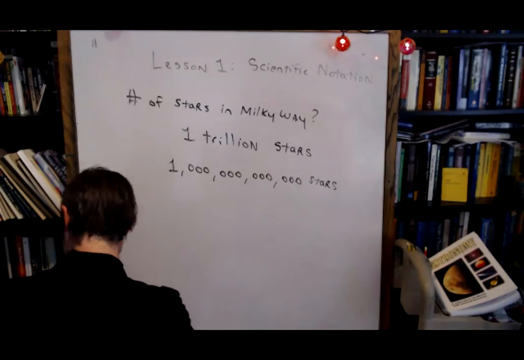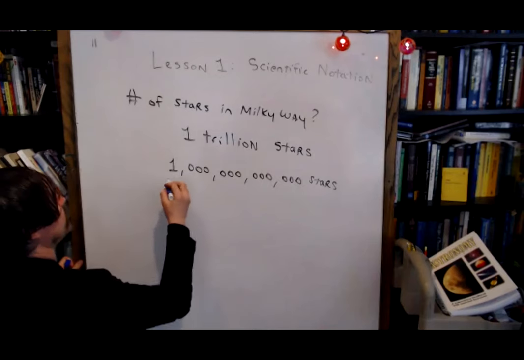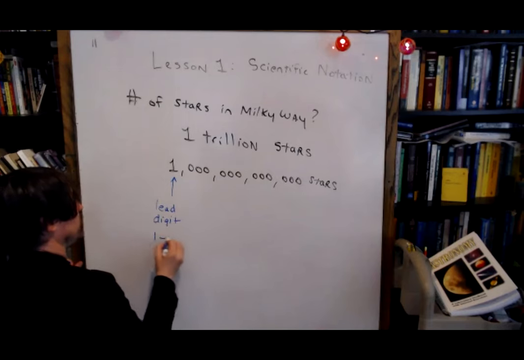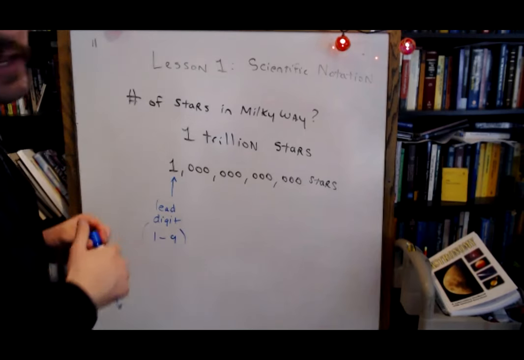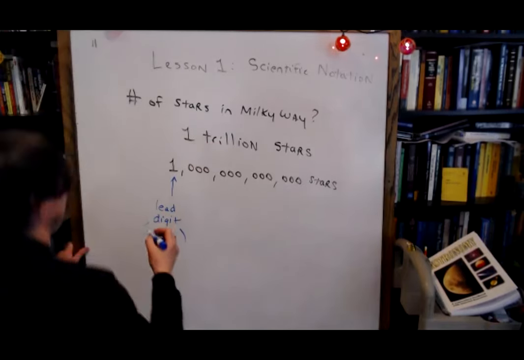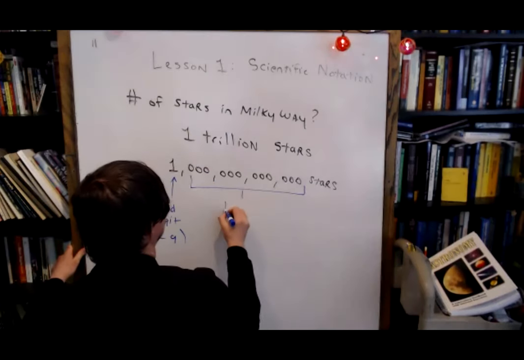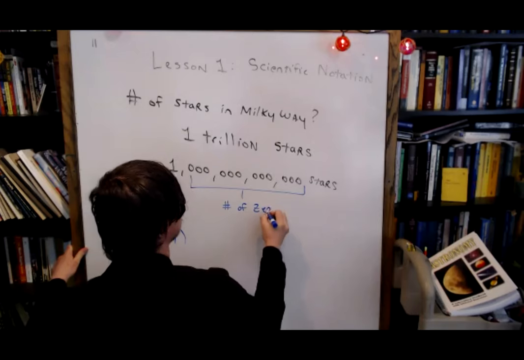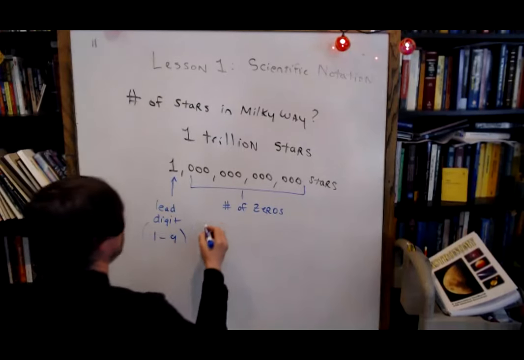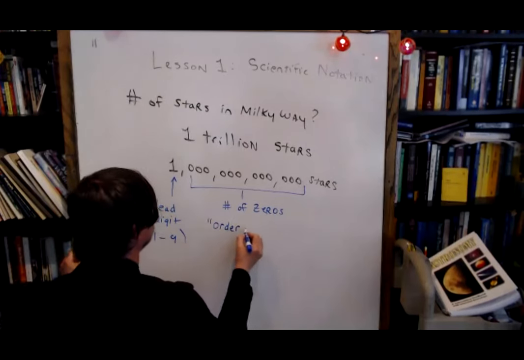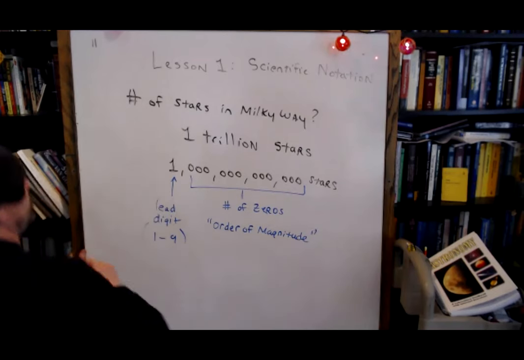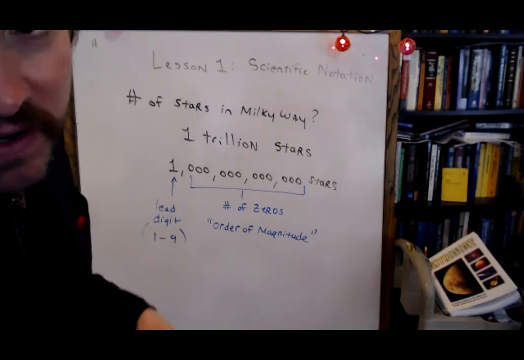Let's diagram this number, can we? So here we have something called the lead digit. The lead digit is the first number in your number. It's a number between 1 and 9. It's the first number that is not 0, okay? Then we have the number of zeros. The number of zeros tells you how big your number is. It is sometimes referred to as the order of magnitude. The order of magnitude is a phrase that's asking the question, how big is my number?